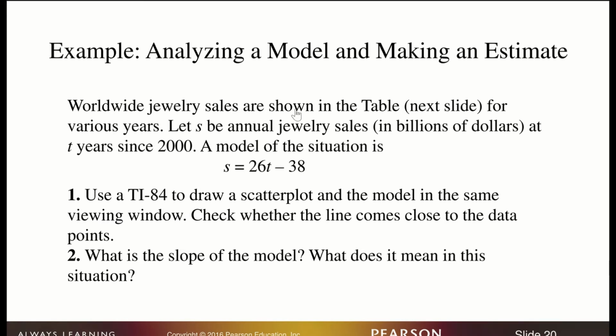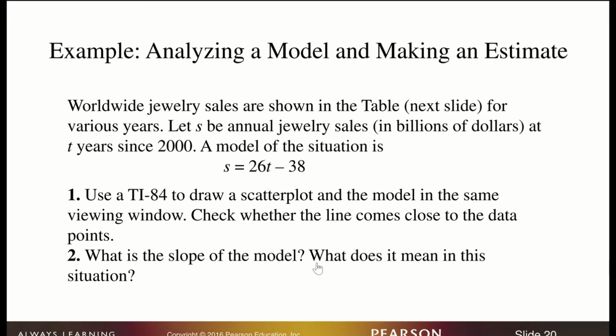Worldwide jewelry sales are shown in the table in the next slide for various years. Let S be the annual jewelry sales in billions of dollars at T years since 2000. And a model of the situation can be given by this equation right here. Use a TI-84 to draw a scatter plot and the model in the same viewing window. Check whether the line comes close to the data points.